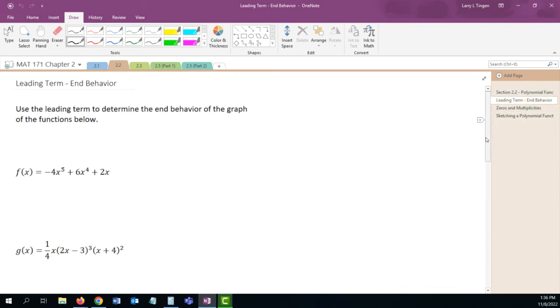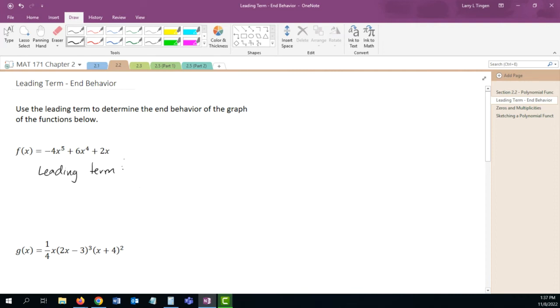All right, so let's take what we just said and use it to our advantage. Use the leading term to determine the end behavior of the graph of the functions below. Notice I'm not even going to sketch these, I don't have to graph these. Okay, leading term. Leading term is the term with the highest degree of the variable.